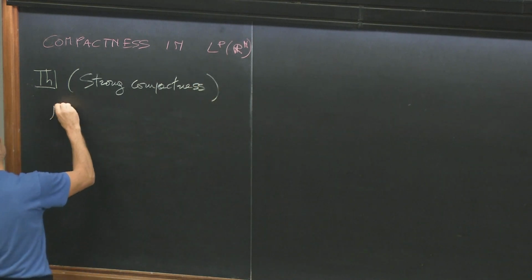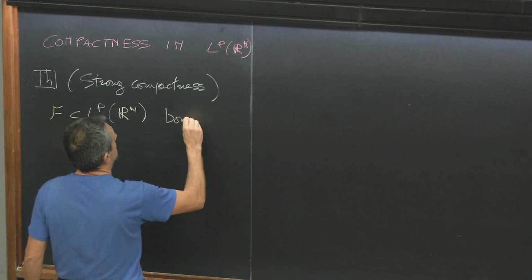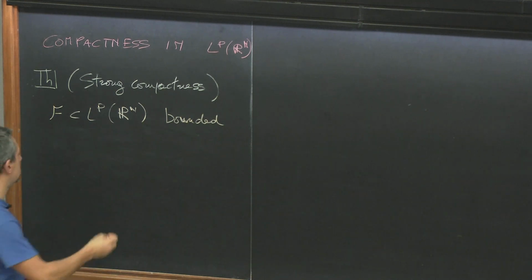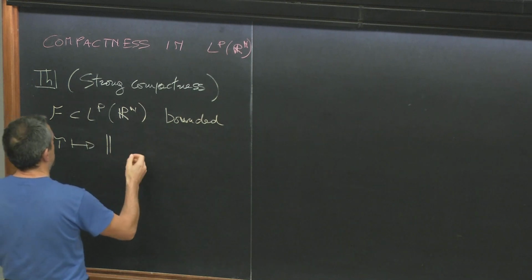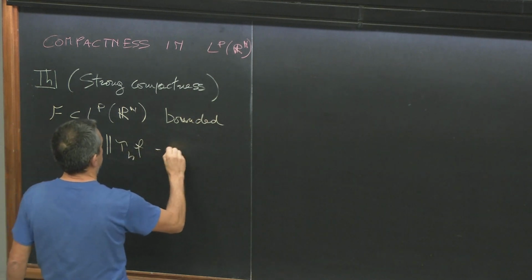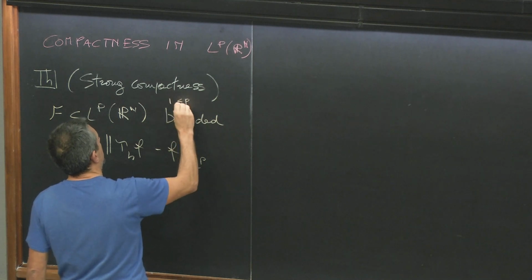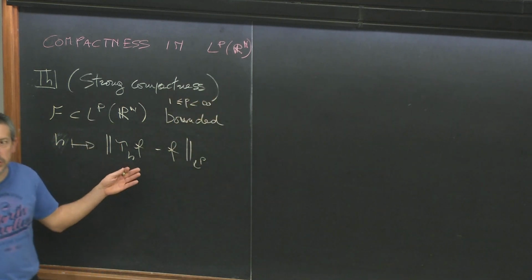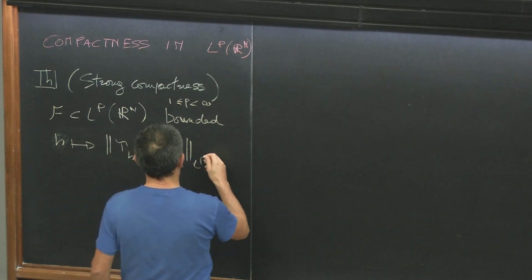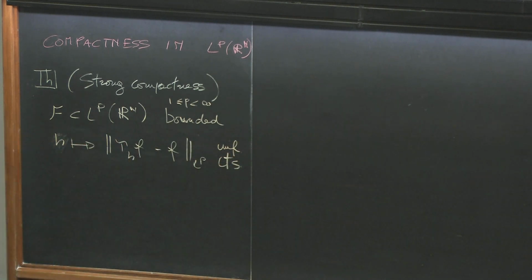So we have a set F bounded, and such that translations are uniformly continuous. So tau maps to translation, so tau h f minus f in LP, and p is between 1 and infinity. Otherwise, translation, well, in general, is not continuous. This is uniformly continuous.